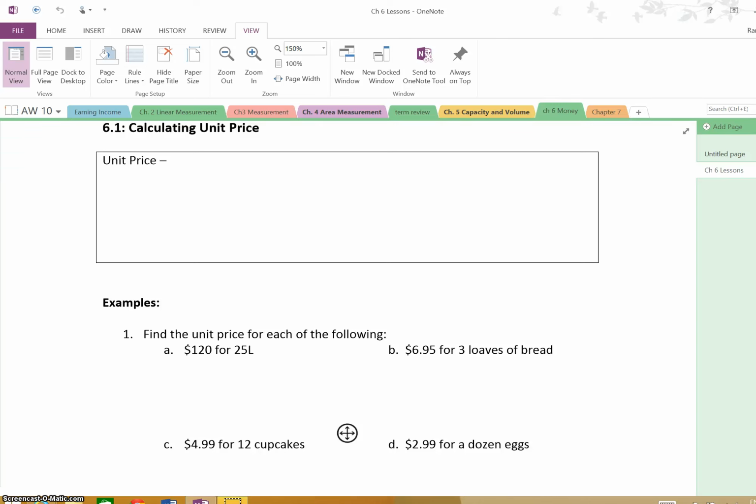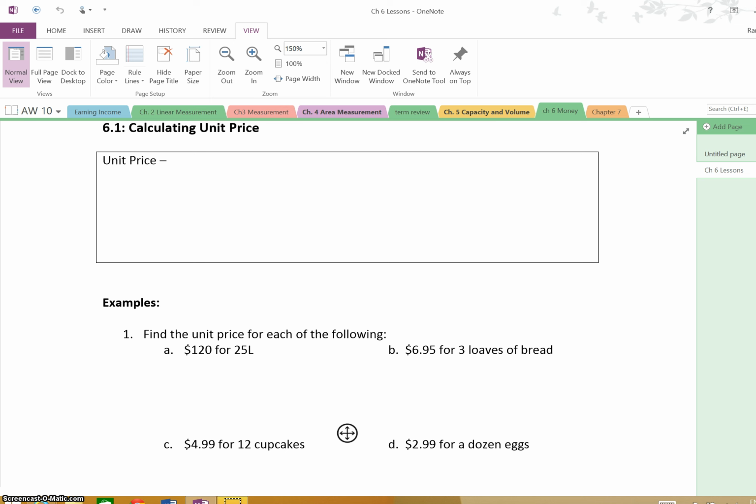Today we're going to start with Chapter 6. You may recall that I said we're going to be doing Chapter 6 and Chapter 7 together, combined, just to help us save some time. So that's exactly what we're going to do. Chapter 6 is dealing with money, and with things like calculating unit price, sale price and discounts. So it really shouldn't be too hard for you. You've done it before, so we're just going to do a quick review here.